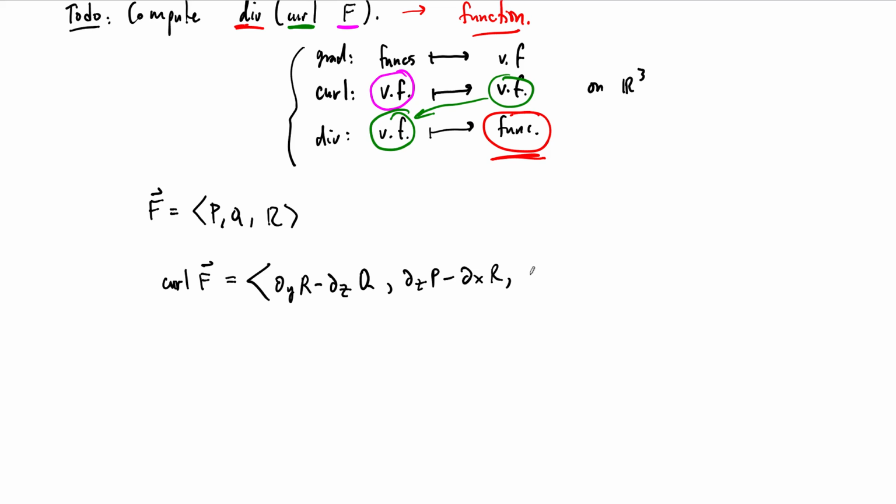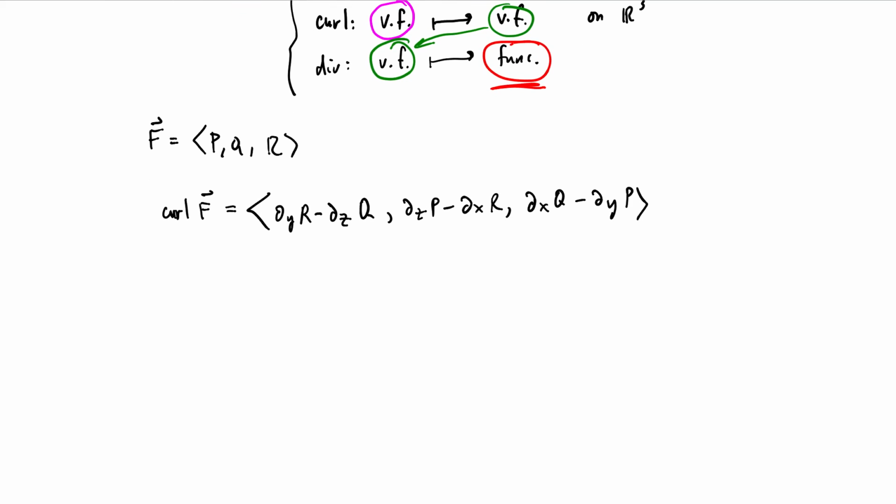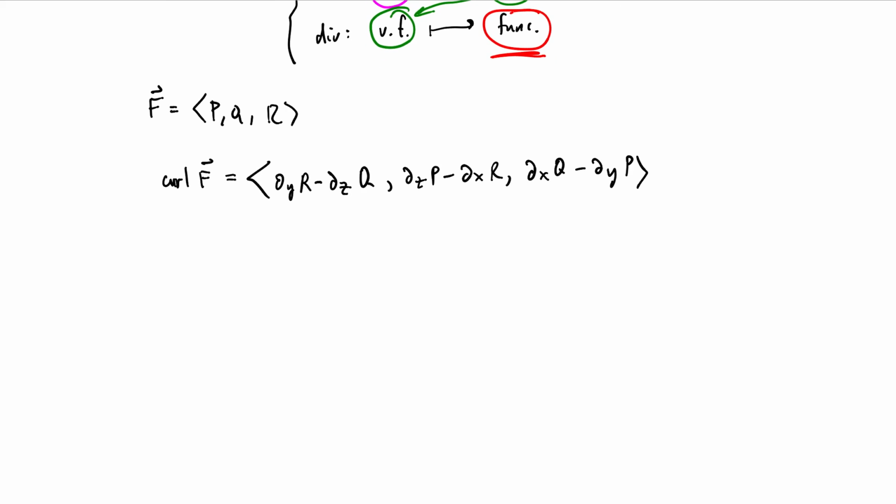Okay, and then finally the last one, this one I never forget, this one is dx dq dx minus dp dy, right? And so there's the curl written out in this kind of shorthand derivative notation. And what we would like to do now is compute the divergence of this vector field. So the divergence of the curl of f, that's the question.